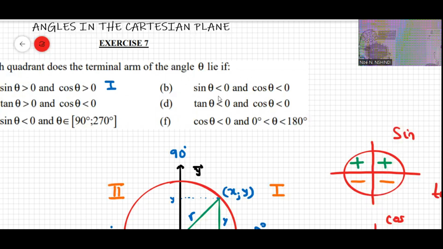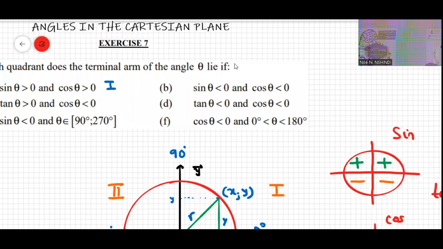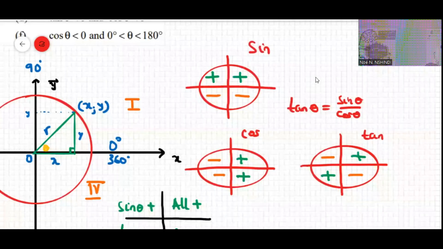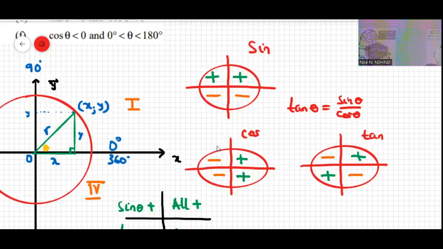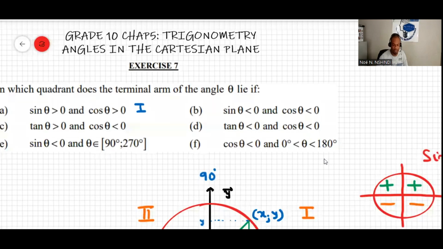Now B says sine is negative and cos is negative. Now we need to see where sine is negative and cos is negative. We know sine is negative here and cos is negative here. The arm of the angle must be on this third quadrant because this is where both are negative. Okay, so it cannot be on the second quadrant because there sine is positive. But it must be on the third quadrant because sine and cos are both negative there. So over here, the answer is on the second quadrant. Oh, actually, the third quadrant, sorry.